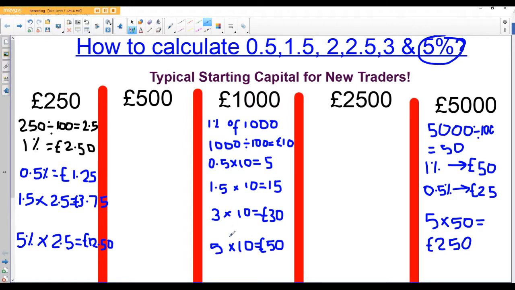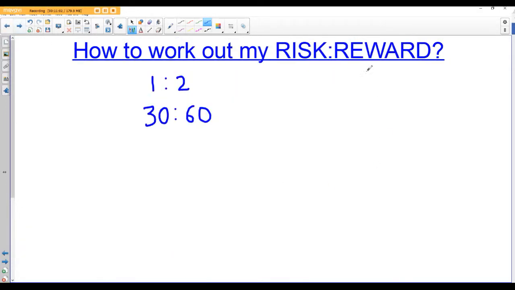Now remember, this is a £1,000 account. Okay, guys, say for example, my risk on this account is 5%. So that means I'm willing to risk £50 to achieve £100, and that's what we call risk reward ratio. Okay, so 1 part to 2 parts.